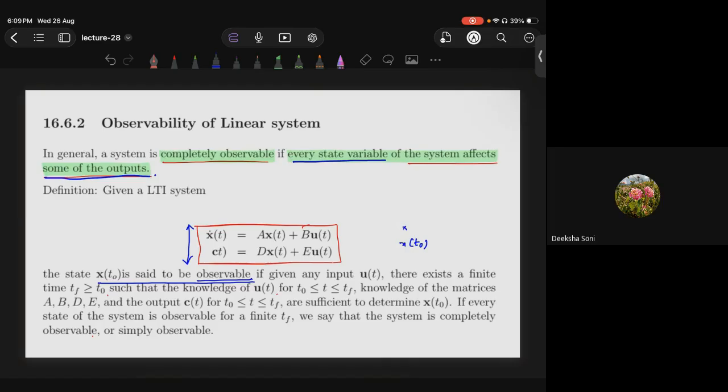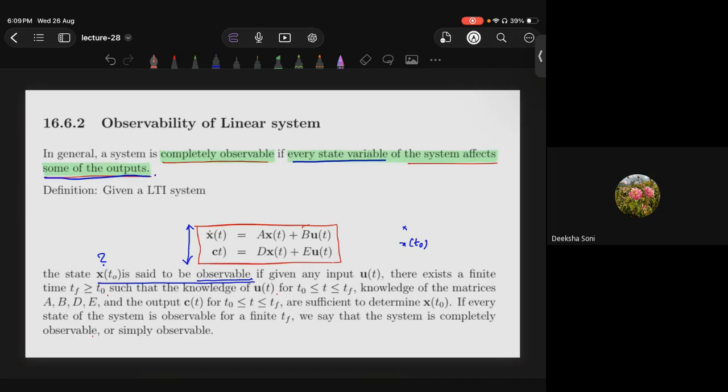Basically, observable means can we estimate it, because that is not directly available at the output. Output measurements are there, so using those, can we find this x of t naught? That is the basic question. The question we need to ask is whether x of t naught is observable or not, that is, whether it is estimatable or not.